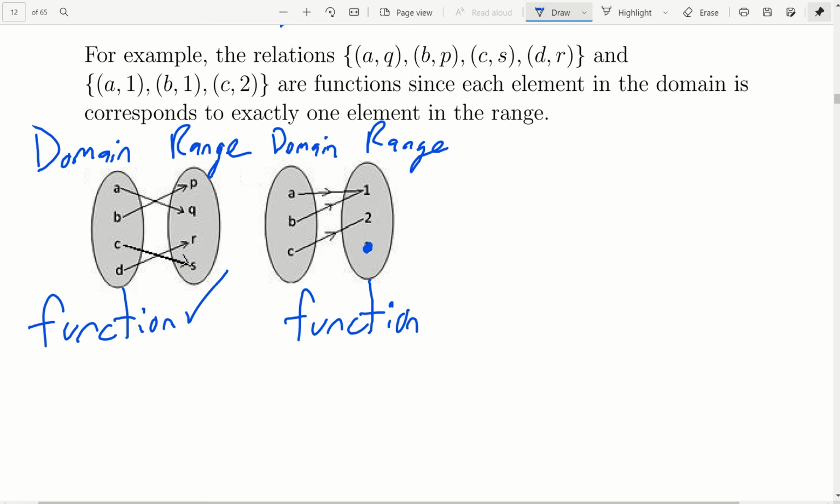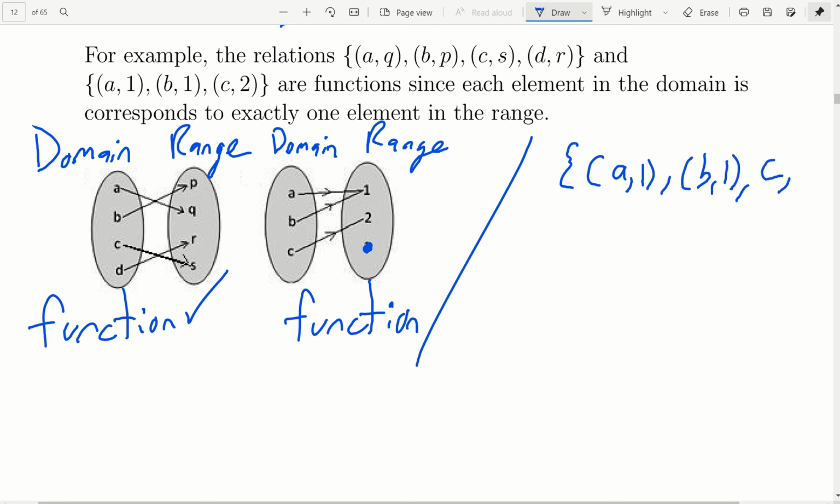If we wanted to see an example of a relation that is not a function, let me make one up. Let's suppose we had the following. I'm going to work off of this last example. Let's suppose we had a to 1, b to 1. Suppose I add c to 1, and I'm also going to add c to 2.